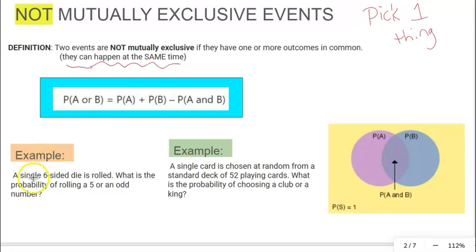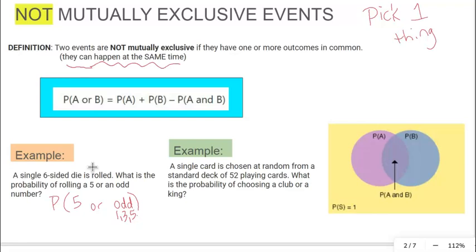So example 1, a single die is rolled. What is the probability of rolling a 5 or an odd number? And so you ask yourself, well, can we roll a 5 and an odd number at the same time? Well, let's think. The odd numbers are 1, 3, and 5. And so you can see I've listed it twice. So yes, 5 is odd, so they can happen at the same time. So this would be not mutually exclusive.